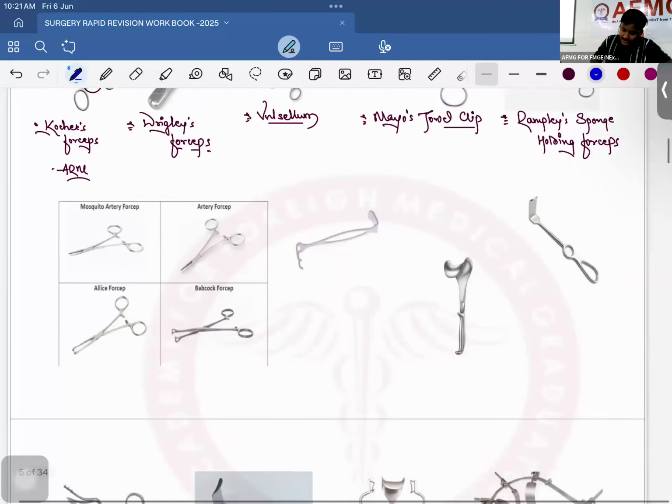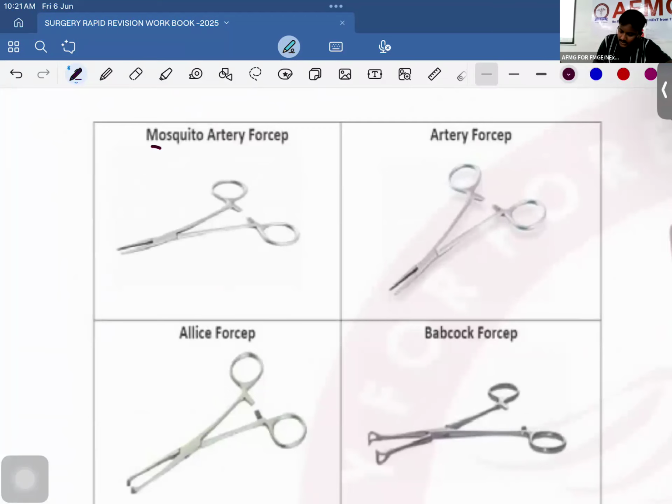Do remember this. Next important, this is nothing else but the smallest artery forceps. And we know the smallest artery forceps is called the mosquito forceps, beta. So this is the mosquito forceps that we have. It is generally used for dissection.